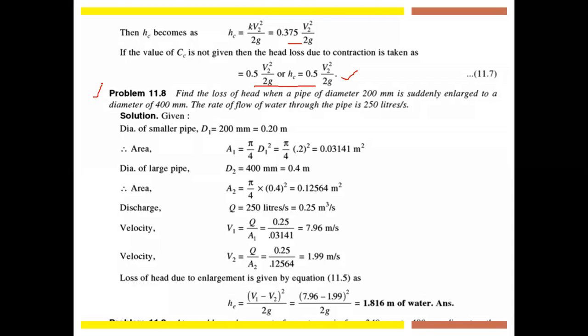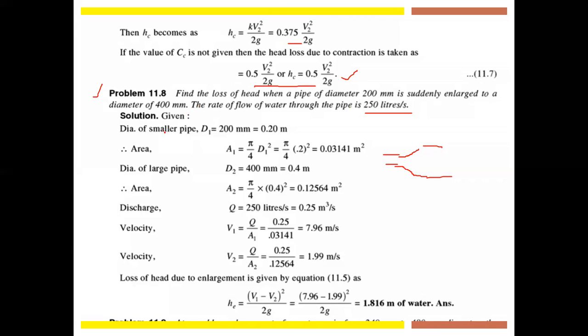Find the loss of head when a pipe of diameter 200 mm is suddenly enlarged to a diameter of 400 mm. So what happened here? The pipe diameter was 200 at first, and then it increased to 400. So the pipe is increased like this. The rate of flow of water through the pipe is 250 liters per second. Find HC, he said.